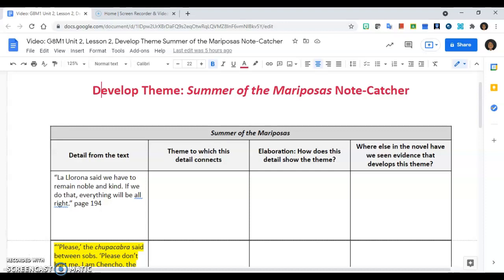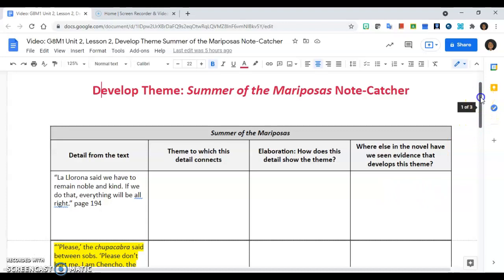Now, keep in mind, you should have just read chapter 14. So our focus is I can determine a theme and analyze its development in Summer of the Mariposas, chapter 14. If you recall, in chapter 14, the five sisters met a shepherd boy, Chinko, who turned out to be the chupacabra. And that is where we are going to have our focus.